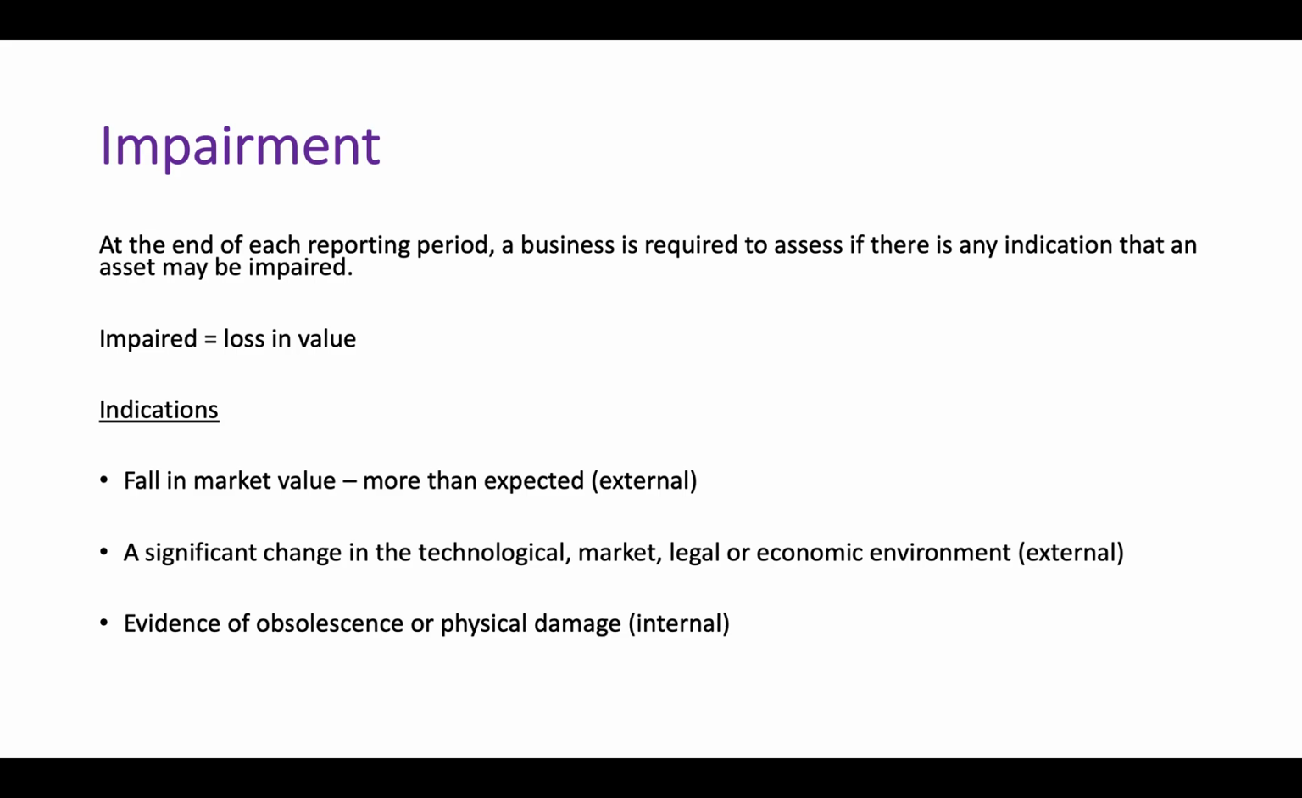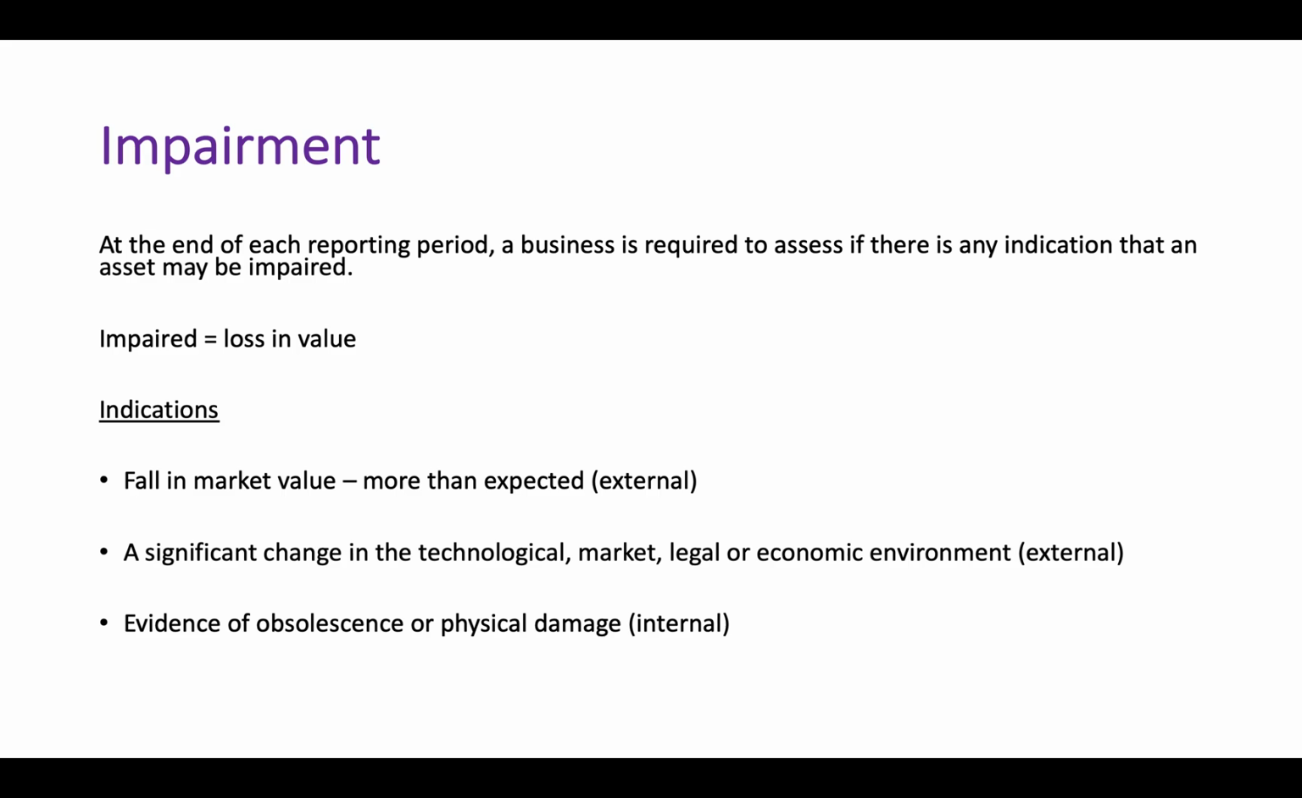One of them is the fall in market value more than expected, which is an external factor. An example can be recession, hence the market value of properties may be lower than expected, and therefore in accounting terms we call it that the buildings have been impaired.